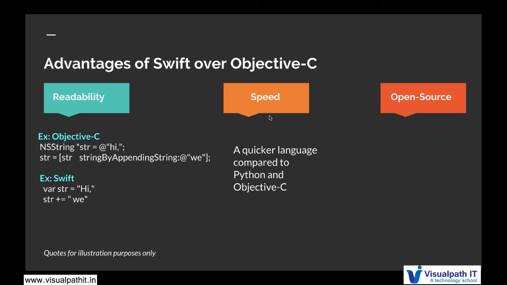The second is speed. Swift is one of the fastest programming languages. In fact, it is faster than Objective-C and Python. The reason I'm taking the name of Python is that it is a language used for most of the complex data computations nowadays, and Swift is even faster than Python. The third one is open source, which I already explained. A language being open source means it is an asset of the developers who use it.